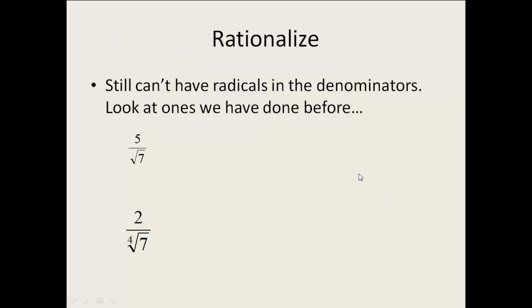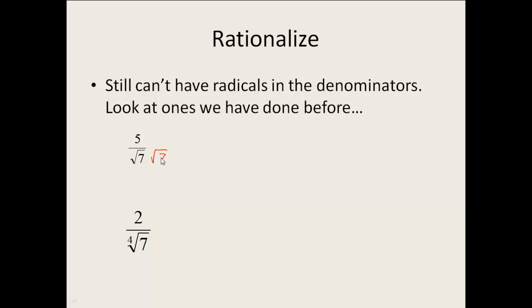Another thing we have to do is rationalize. Even with fourth roots and third roots and fifth roots, we're not allowed to have these radicals in the denominator. So if you recall what we did in previous lessons, the square root of 7 is in the denominator and it's a radical, so it's a problem.